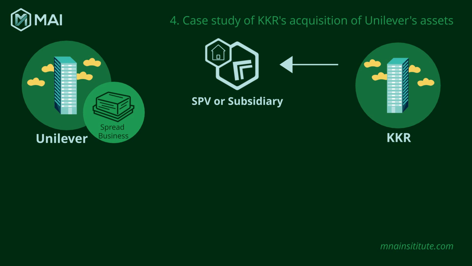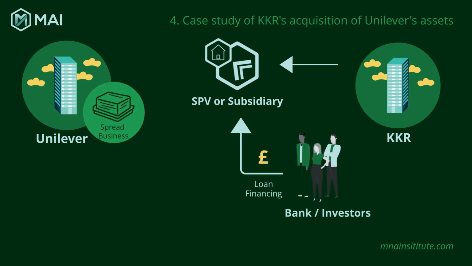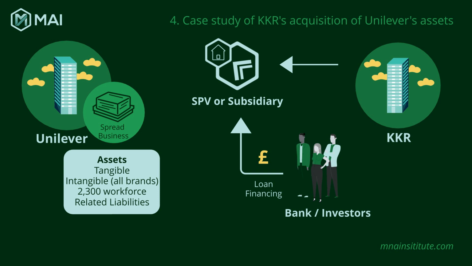Fifth, KKR uses a leveraged buyout method by pooling some of its own capital and many loans from external financial institutions into the SPV. Leveraged buyouts are usually financed with 90% debt and 10% equity. Finally, the SPV pays Unilever, and then Unilever transfers all the assets related to the spread business to that SPV. The assets include tangible and intangible assets owned by the business, a workforce of 2,300, and related business liabilities.